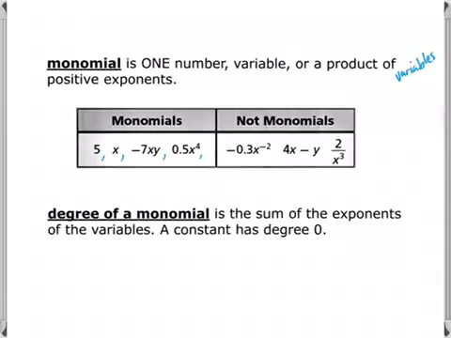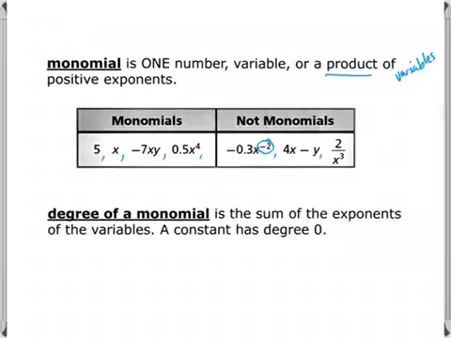Notice that none of these have an add or subtraction symbol in them, so they are single-termed items. Examples of not monomials would be negative 0.3x to the negative second because of the negative exponent, 4x minus y because it has the subtraction sign in there, so it's two terms, and 2 divided by x to the third. It's a division, it's not the product. That would be the quotient, so that one doesn't work either.